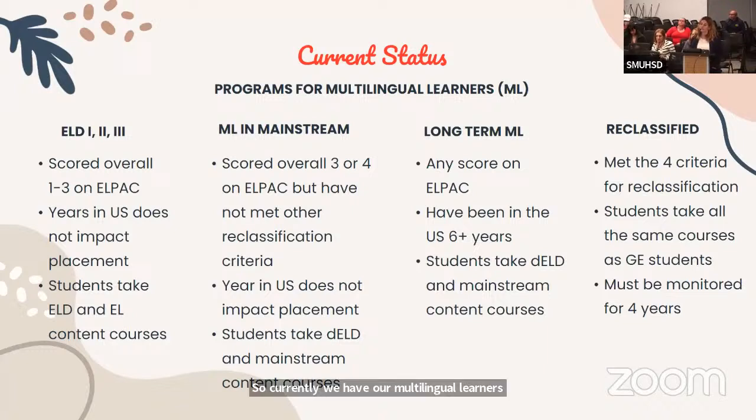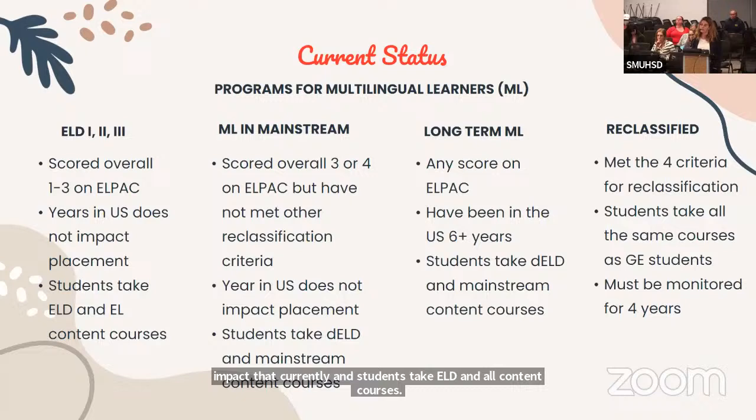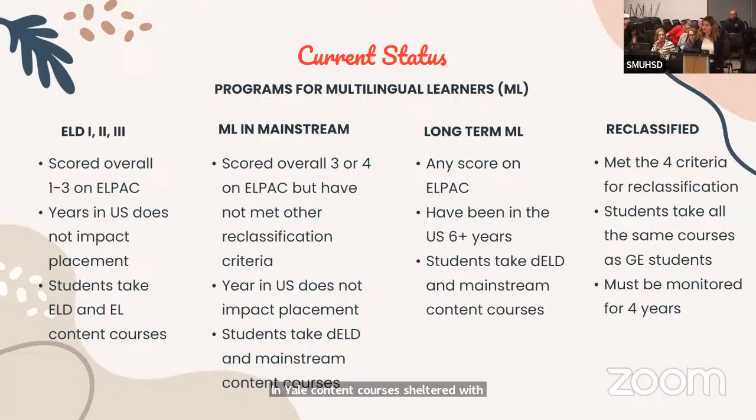Our first category are the students who are in ELD 1, 2, and 3, and their criteria are that they have scored an overall of 1 through 3 on the LPAC. The number of years that they've been in the US does not impact that currently, and students take ELD and all content courses and EL content courses sheltered with their peers who are learning English. The next group are students, multilingual learners that are in the mainstream.